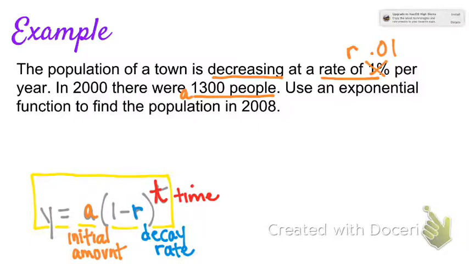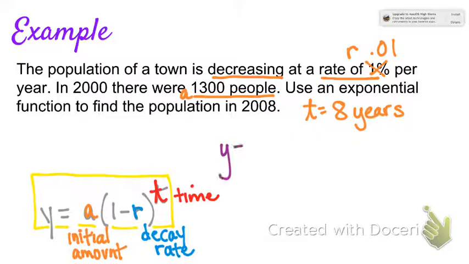Now, it's not telling me what the number of years are, but it is saying the initial amount is in 2000. There were 1,300 people in 2000, and they want to know what the population was 8 years later in 2008. So the amount of time that has passed would be 8 years. So it's going to decrease by 1% every year for 8 years, and they want to know what the population is. So I'm going to substitute these into my formula then.